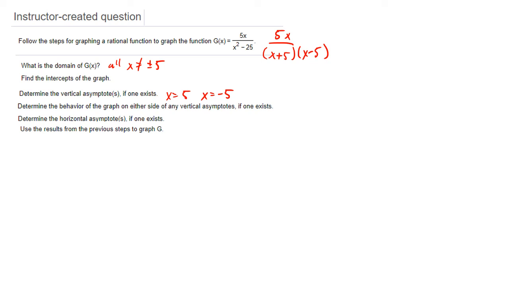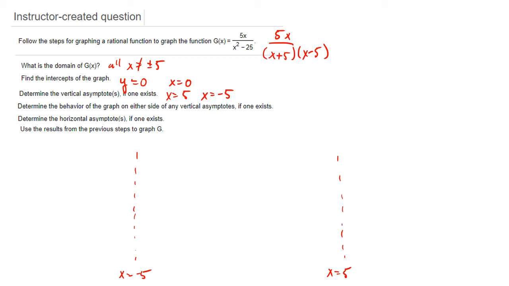To find the intercepts, well, the y-intercept is solved by setting x equal to 0, and we just get 0. The x-intercept is solved by setting y equal to 0, and the only way the numerator is 0 is when x is 0. So the intercept is the same point, 0, 0. Let's go ahead and throw down our vertical asymptotes, x equals minus 5, x equals 5.